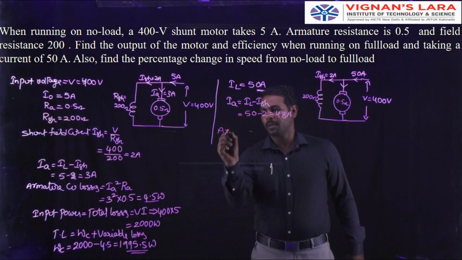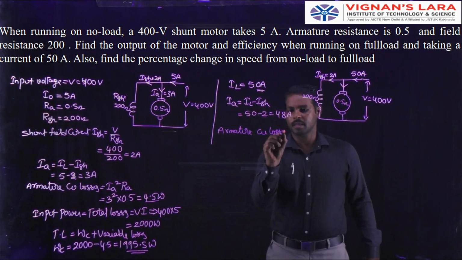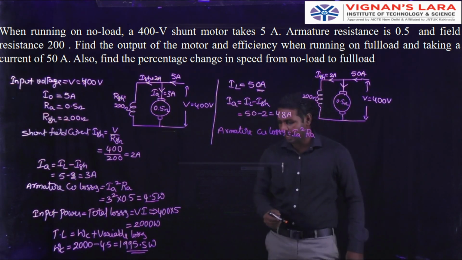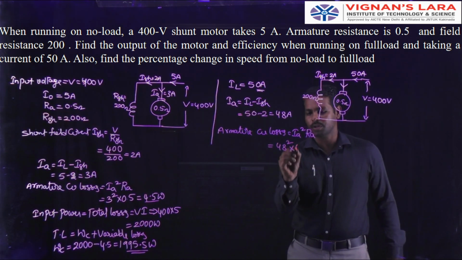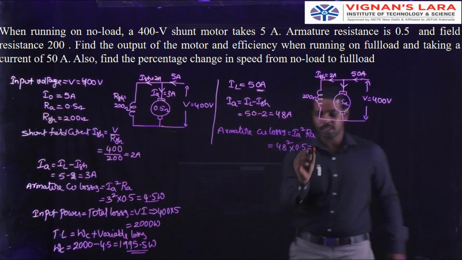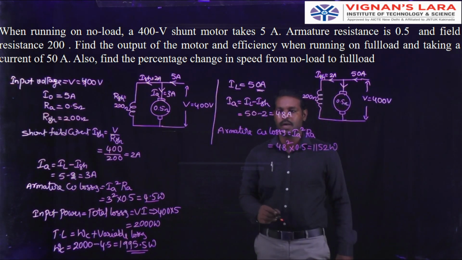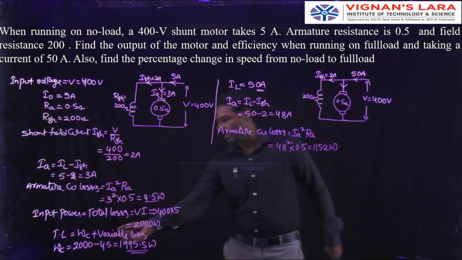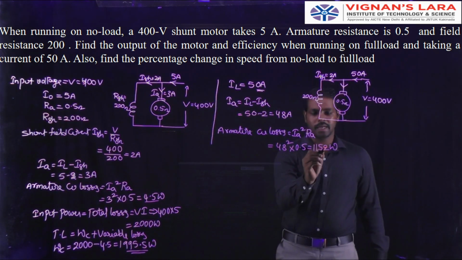Then the armature copper losses are equal to IA square into RA, which is 48 square into 0.5, equal to 1152 watts. Armature copper loss is equal to 1152 watts. We already know the constant losses, so the variable losses for the 50 amperes load are equal to 1152.